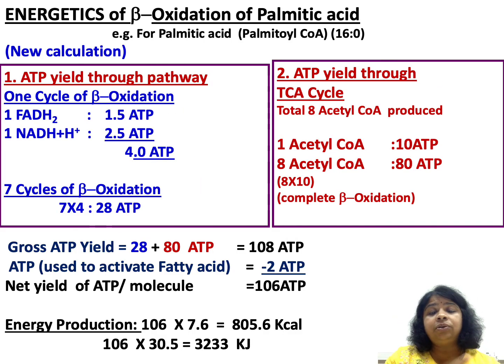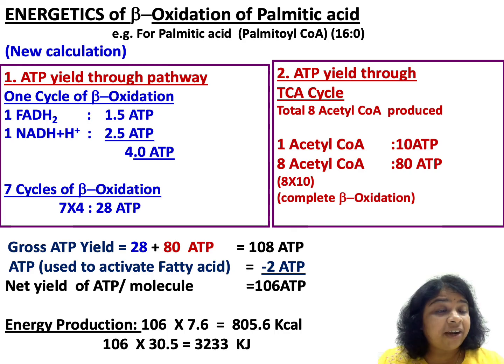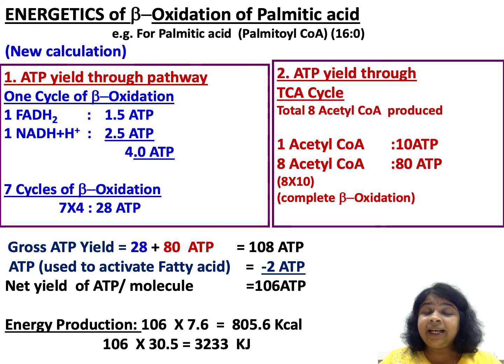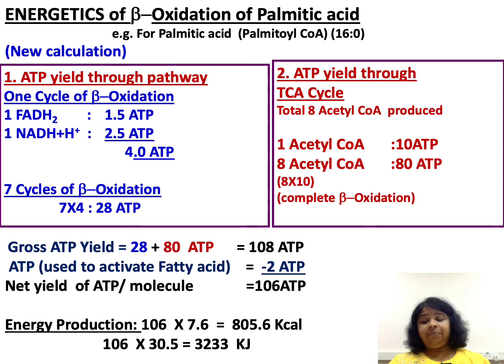Same thing through the newer calculations, where it is 1.5 ATP for FADH2 and 2.5 for NADH. You get 4 ATPs there. So it is 28, and 10 ATP per acetyl CoA, that is 80. So 80 plus 28 is 108, minus 2, 106 ATP per palmitic acid. That is, one palmitic acid will give 106 ATPs.